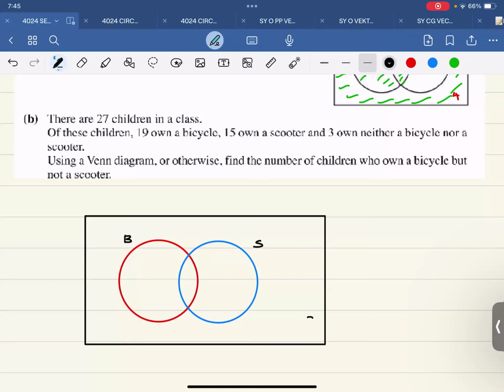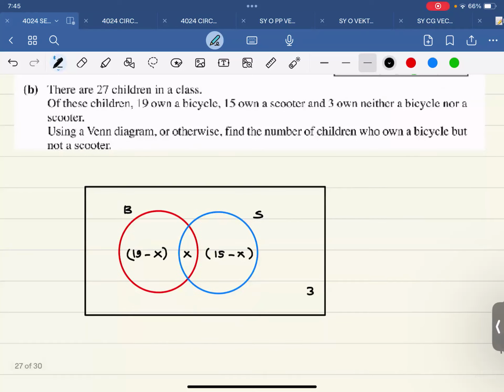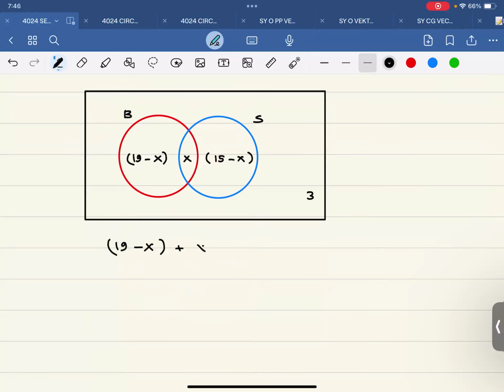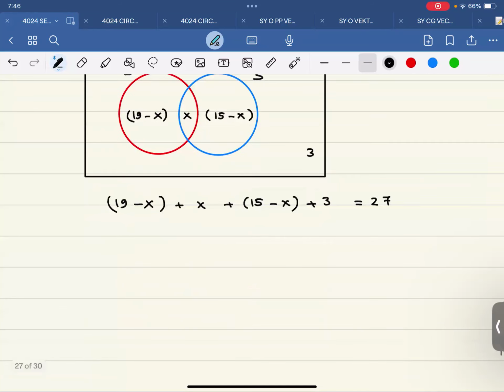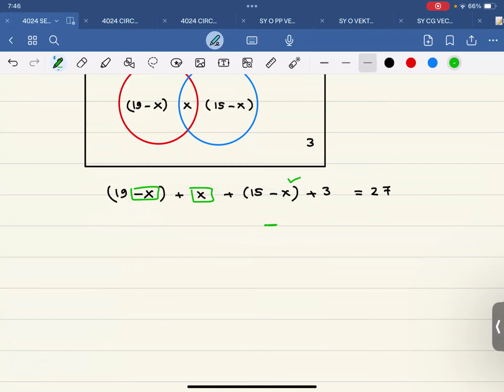So this is 19 minus X. This one is 15 minus X. And add it all up equal to 27. So 19 minus X plus 15 minus X plus 3 equals to 27. So we have negative X and positive X cancelling out. We are left with negative X. And then we have 19 plus 15. That is 34. 34 plus 3, that is 37. So 37 minus X equals to 27. Therefore, negative X is negative 10. Therefore, X comes out to be positive 10.